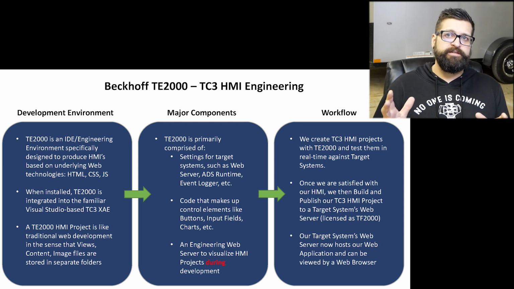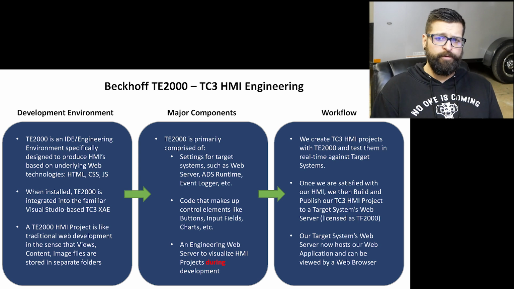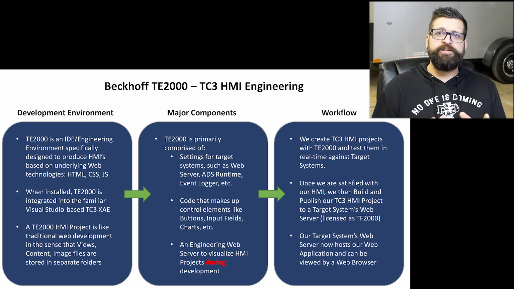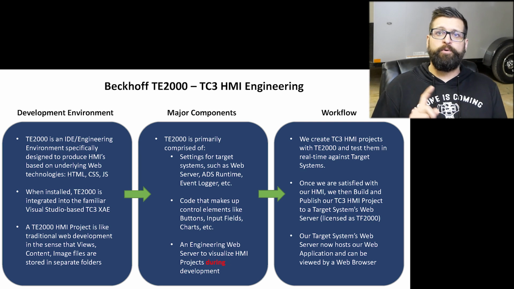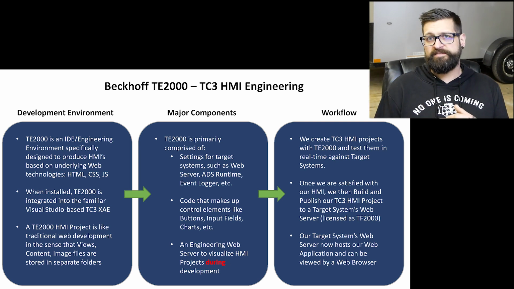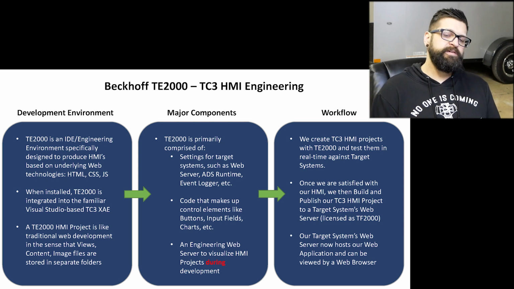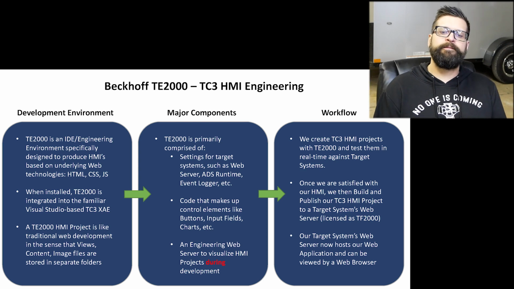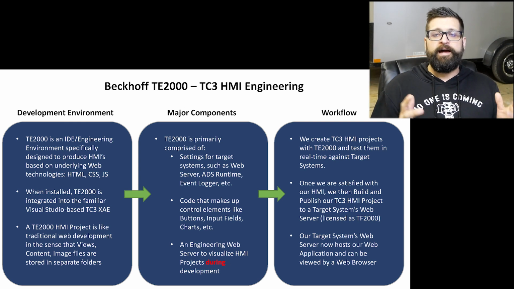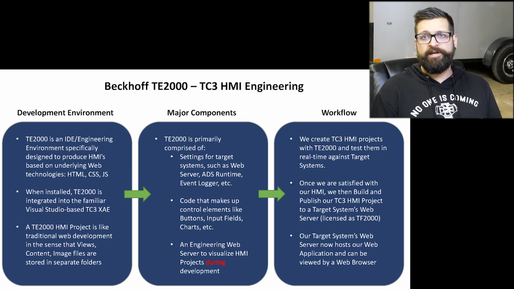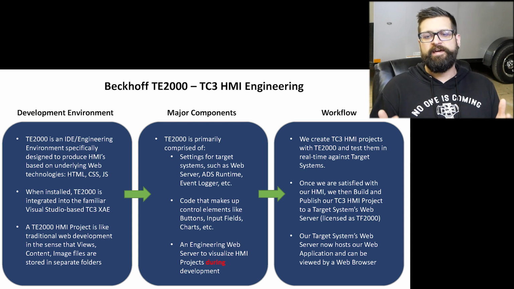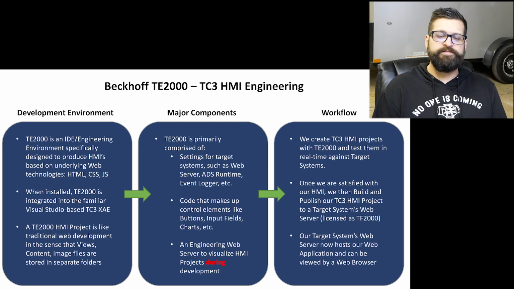Once we're satisfied with the web application that we've built, we're going to build and publish that HMI project to the actual production web server. So we're going to have the settings for that web server: what's its IP address, what ports are we operating on, is this using HTTPS or just non-secure HTTP, are there certificates, all that kind of stuff that goes into it. Once we've got that configured, we will publish all that data to the web server. And now our production web server is hosting this web application, and any web browser can type in the endpoint or the URL that you've configured, and you can view this HMI application.